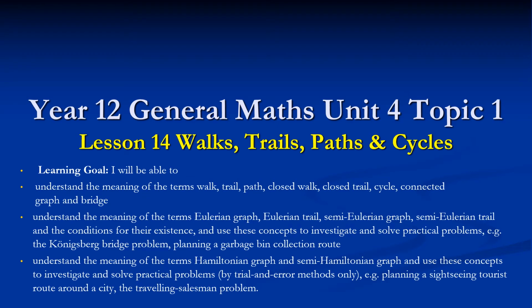So we're going to learn those definitions. We're also going to learn what it means to be open and closed, walks and trails, etc. Then we'll have a look at Eulerian graphs and Eulerian trails and semi-Eulerian graphs and trails. And then we'll have a look at Hamiltonian graphs and semi-Hamiltonian graphs and investigate a few problems associated with each of those.